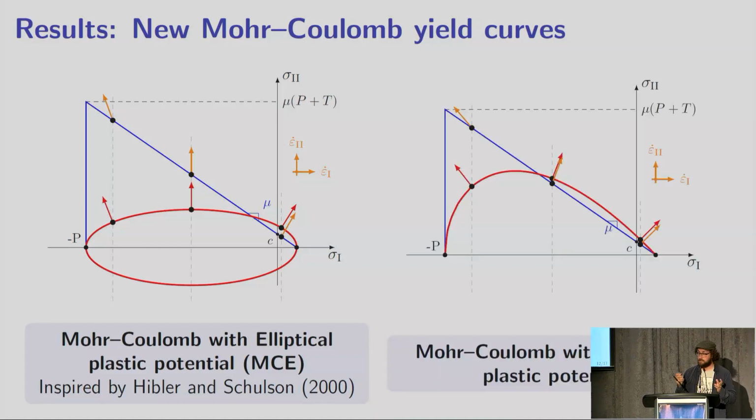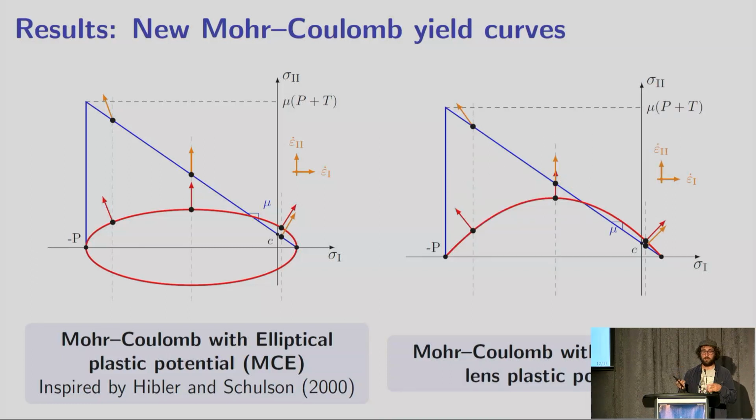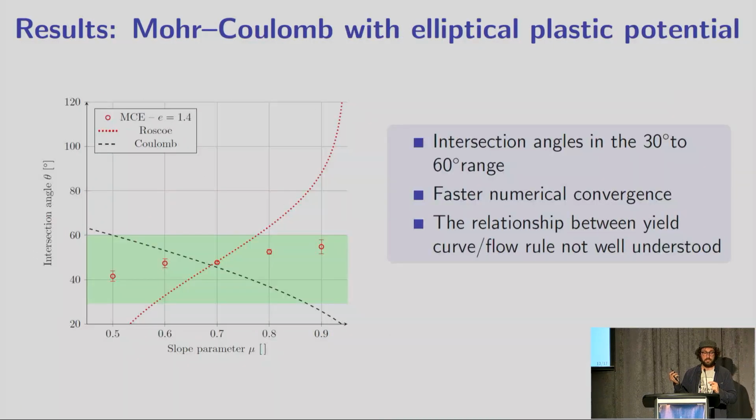build on our work on the teardrop, so we can define a Mohr-Coulomb yield curve with a teardrop plastic potential, or a Mohr-Coulomb yield curve with a parabolic lens plastic potential. Basically, with Jean-François, we tried a lot of different ways to define yield curves, and we found a lot of ways not to define yield curves. And then, for now, I'm only going to present the Mohr-Coulomb yield curve with an elliptical plastic potential.